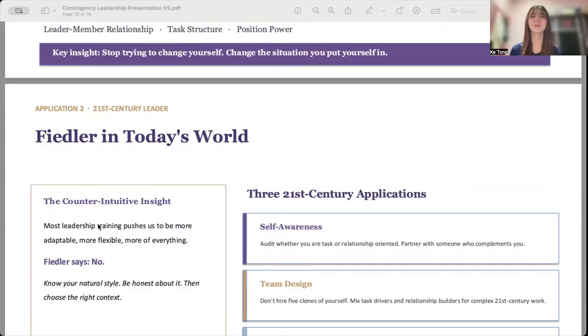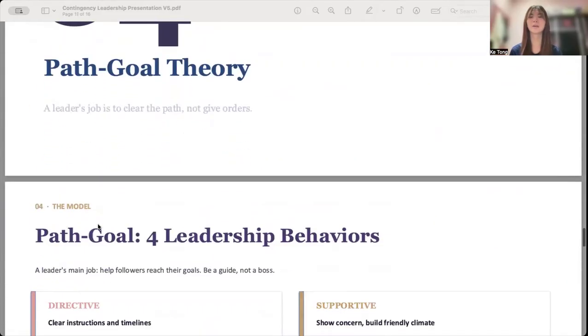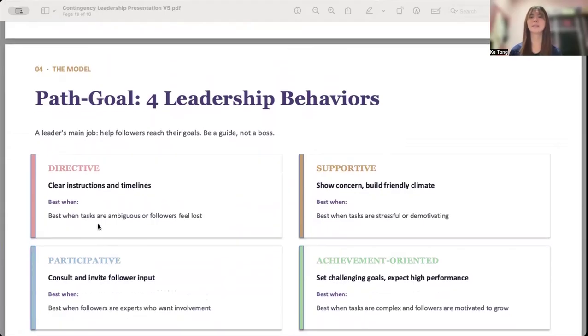So the third model that we are going to discuss is the path-goal theory. The central idea of this theory is that a leader's main job is to help followers reach their goal. The leader is like a guide who clears the path, removes the obstacles, and makes the journey easier. So this theory identifies 4 leadership behaviors.